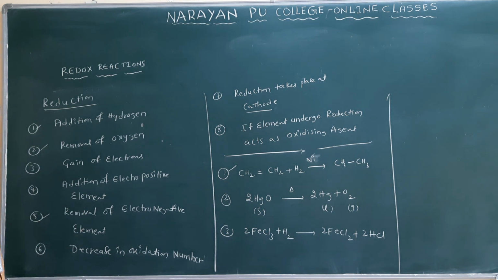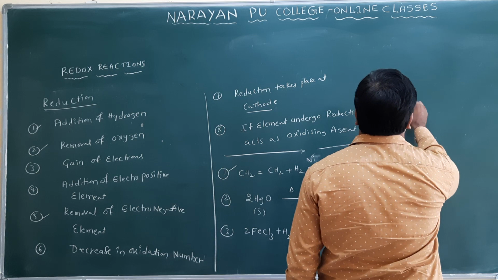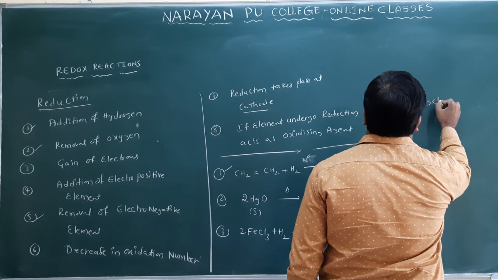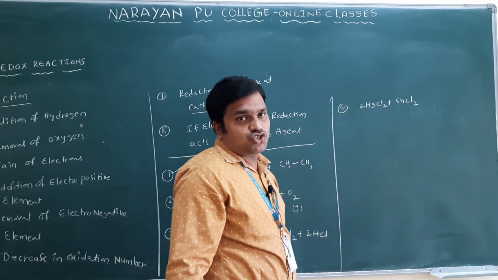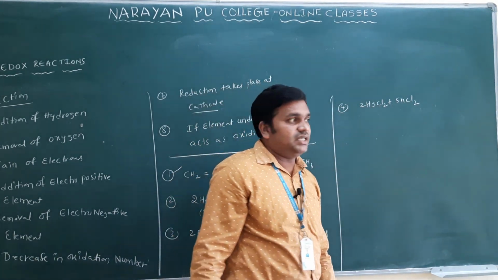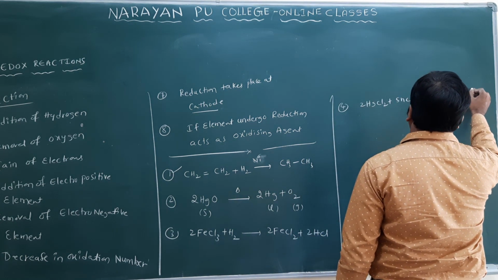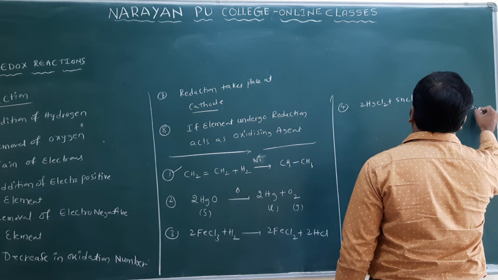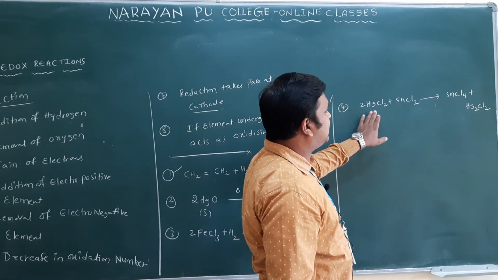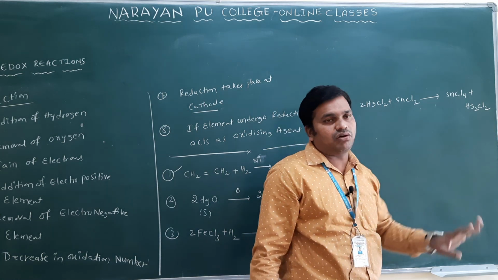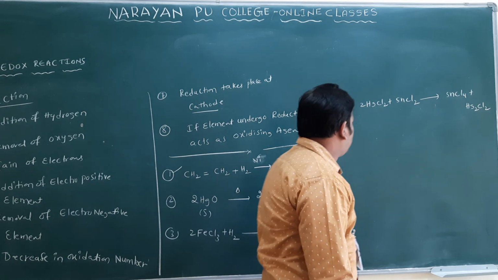We can see the next one: addition of an electropositive element only. Now we can see the reaction here. HgCl2 plus SnCl2 gives rise to SnCl4 plus Hg2Cl2. Mercuric chloride and mercurous chloride, and this is stannous chloride and we call this stannic chloride.